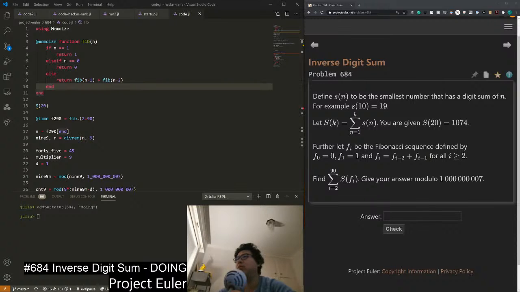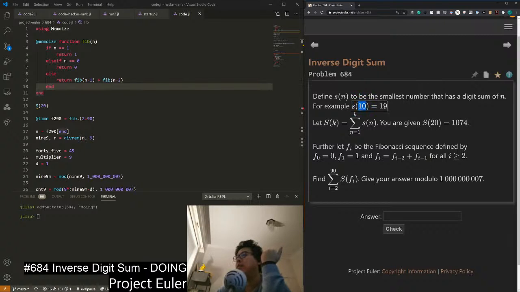I don't know why this is the 5% problem. To me this is actually quite hard because it's got multiple layers to it. Sn is the smallest number that has digit sum n.